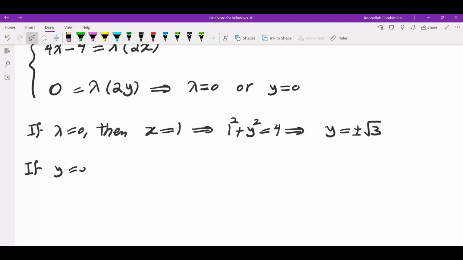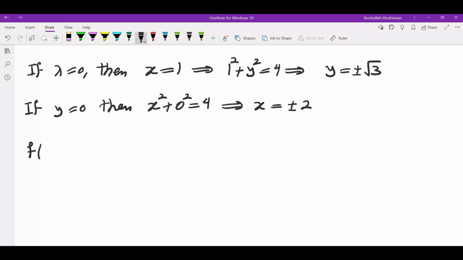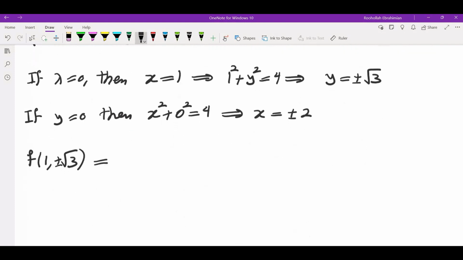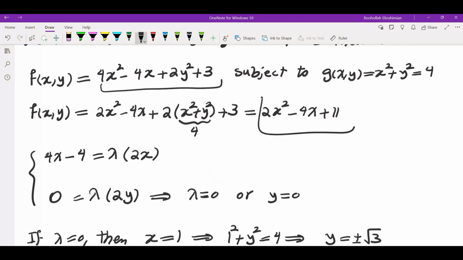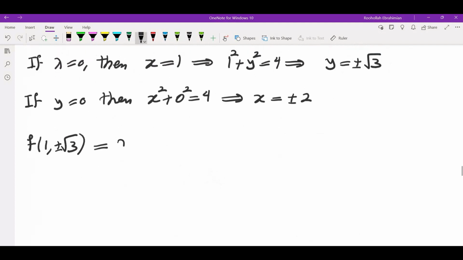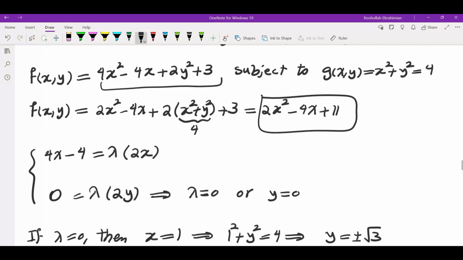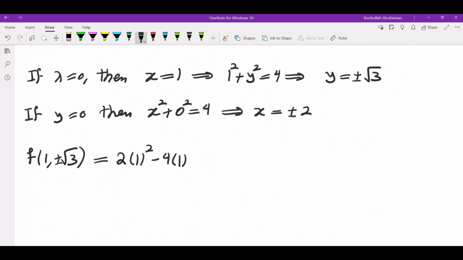If y equals 0, then we have x squared plus 0 squared equals 4, so x is plus or minus 2. Now we have to check these points. So the points are (1, plus or minus root 3). We know that the function has been simplified, so I can plug it in here. So this is 2 times 1 squared minus 4 times 1 plus 11. So this would be 2 minus 4 plus 11, which is 9. So that's a potential maximum or minimum.